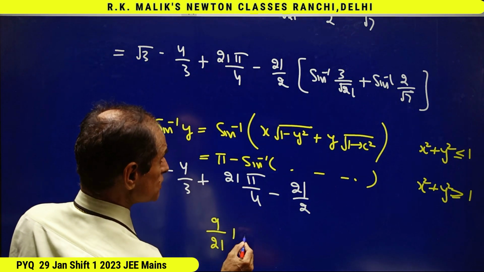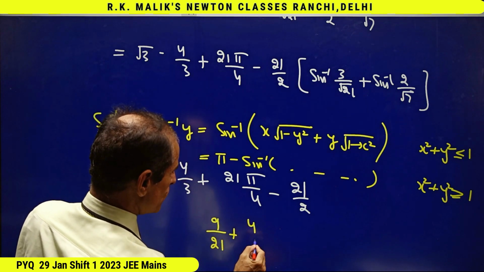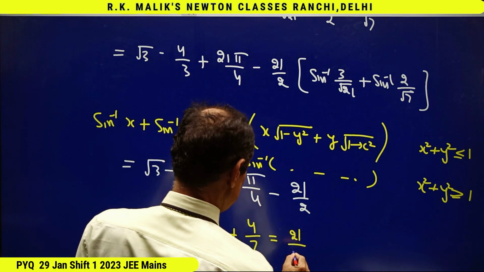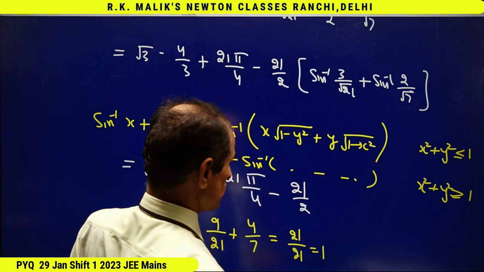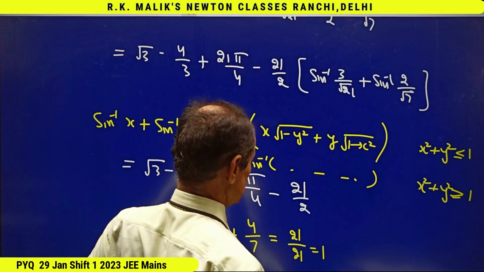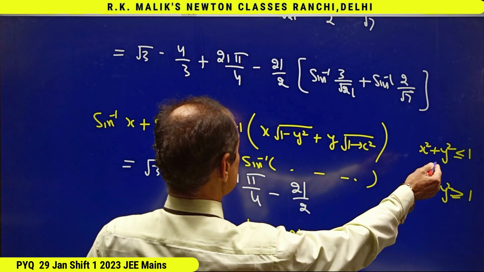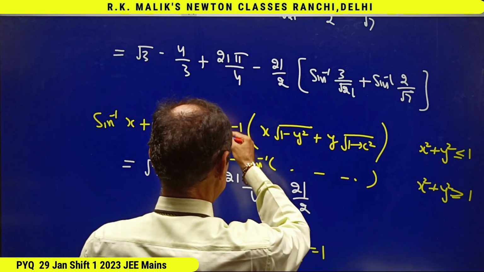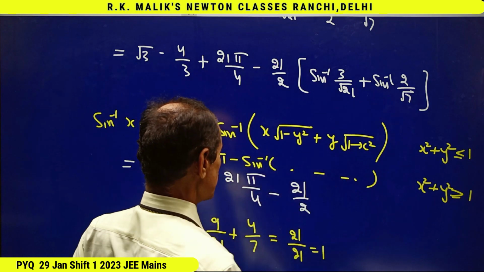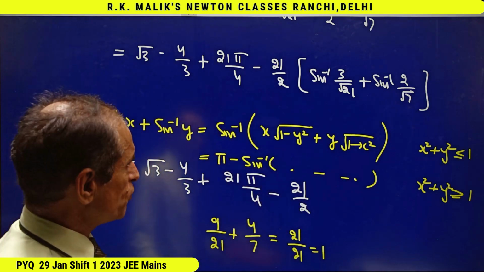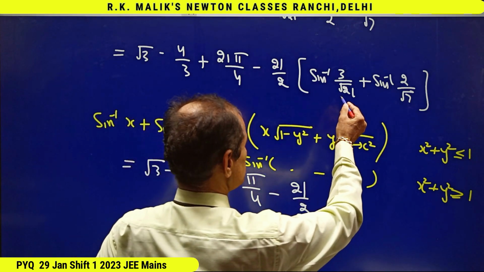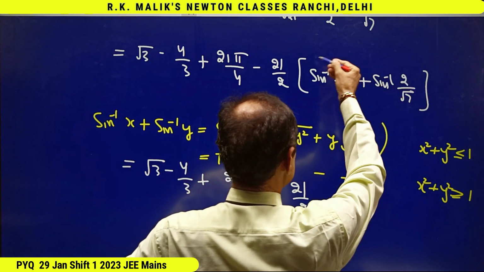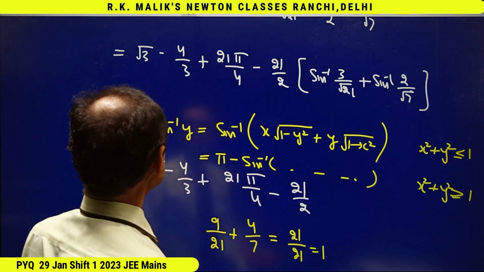And here note that x square plus y square is equal to 1, because 9 by 21 plus 4 by 7 is equal to 21 by 21, that is 1. It's very easy to see that if x square plus y square is equal to 1, then the value of this will become 1. Hence the value of this whole will become pi by 2. Therefore, because this square plus this square is 1, the value of this whole will become pi by 2.